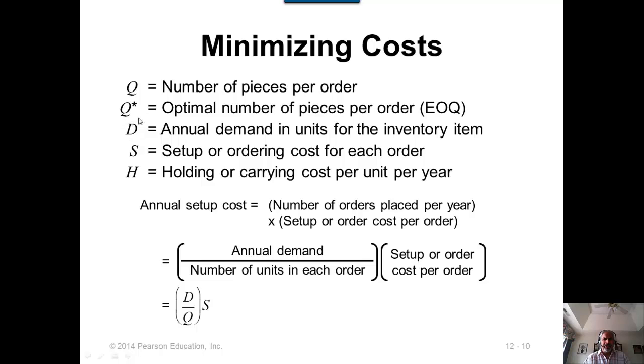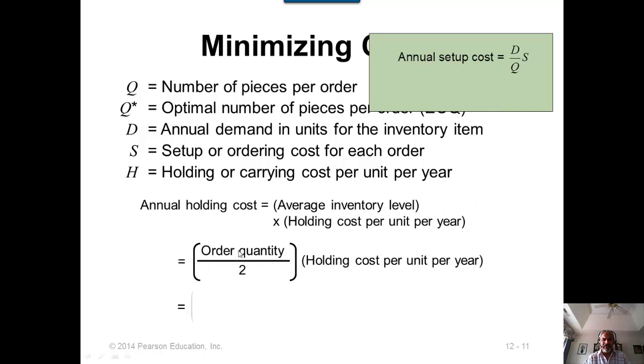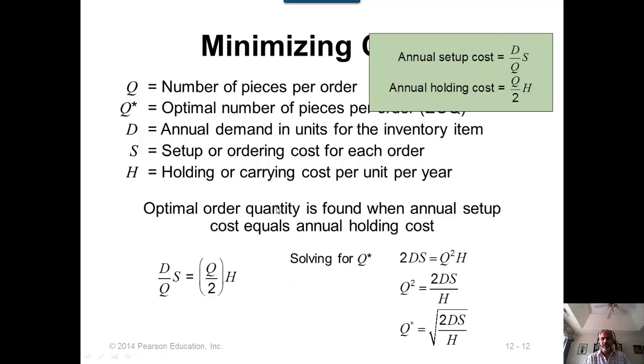So if D is your total demand that must be ordered, and if you order at the rate of Q every time, then D over Q will give you the number of times you have to order, and this is the number of orders we have to place times S. This gives you the annual ordering cost. Next is annual holding cost, and that is the average inventory times holding cost per unit per year, so that will be Q over 2 times H. So that's your annual holding cost. When you sum these two, you get your total cost.